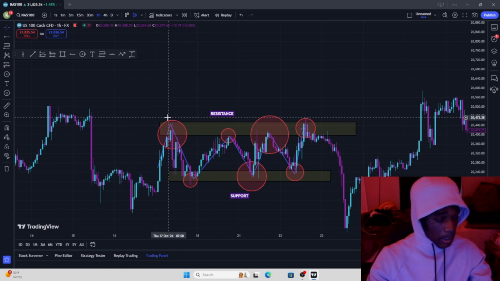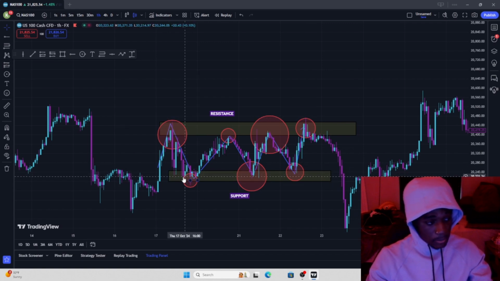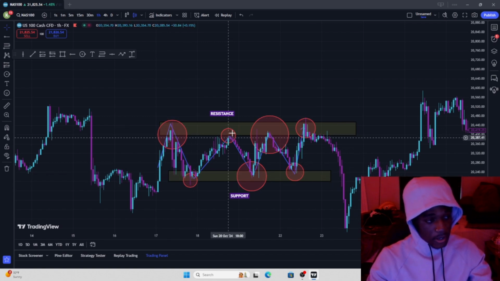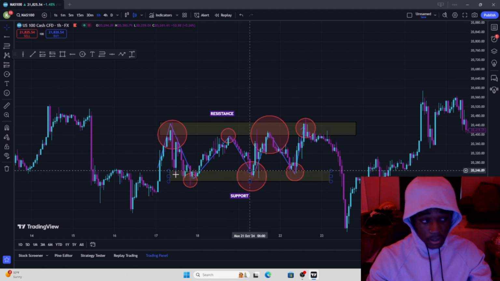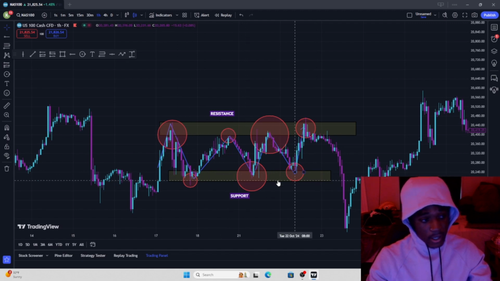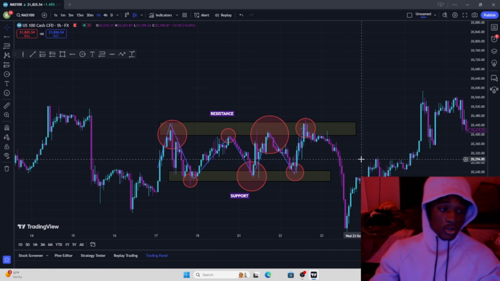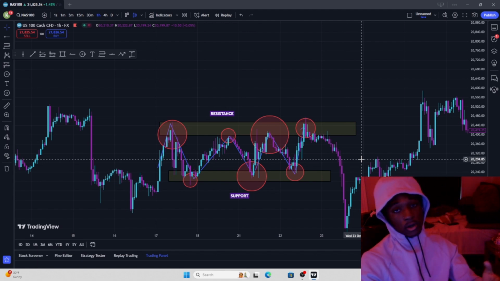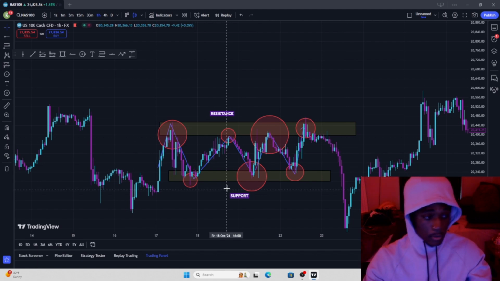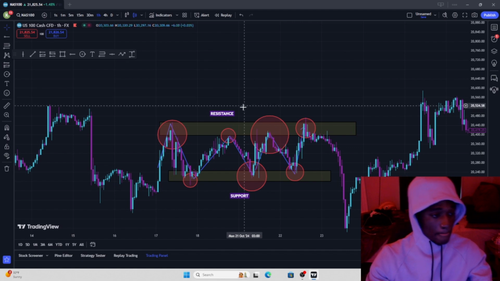Same thing with support, right? Price came down, couldn't break below this area. As you guys can see, price came back up, pushed back down, still couldn't break below that area. Did the same thing again, couldn't break below that area, right? So we know that we have a strong floor, strong roof, strong support, strong resistance, right?